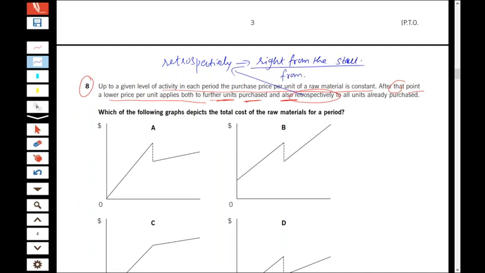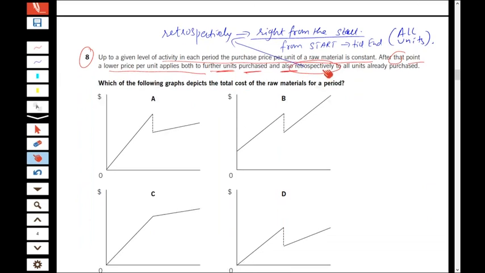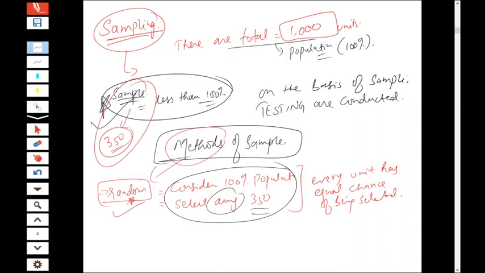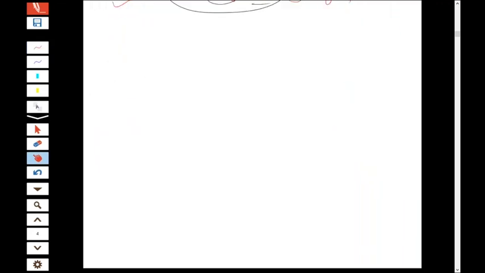That means from start till end, all units. Here the discount will be given retrospectively. For example, if the discount will be applied after 40 units, that means that discount will be applied retrospectively. What does it mean retrospectively? I am just displaying a common, simple way to draw the graph.